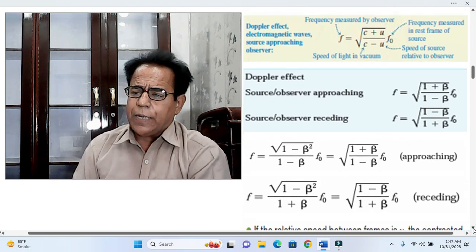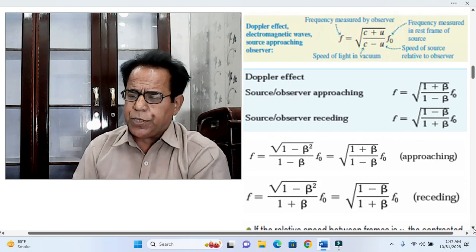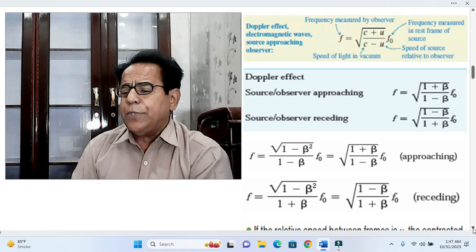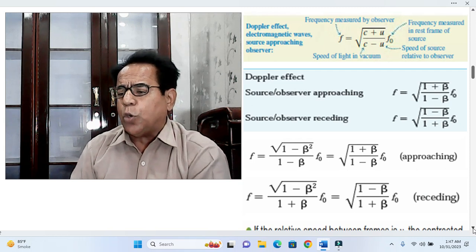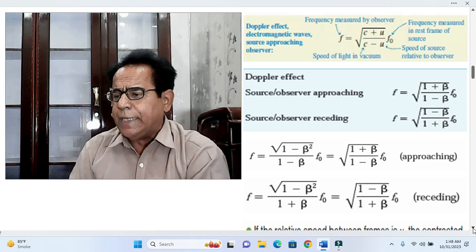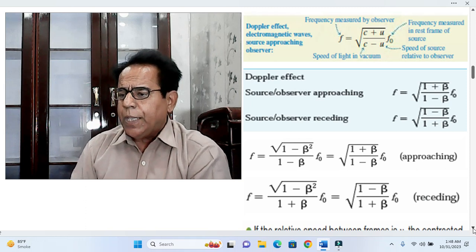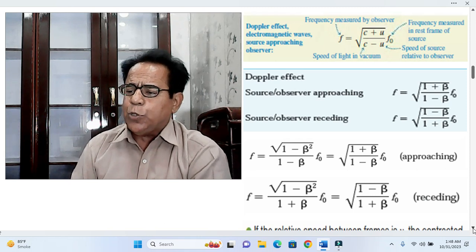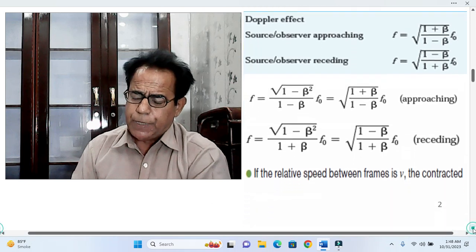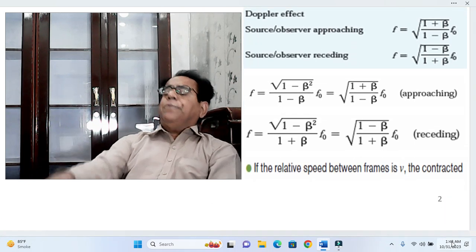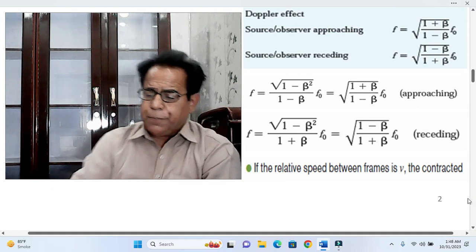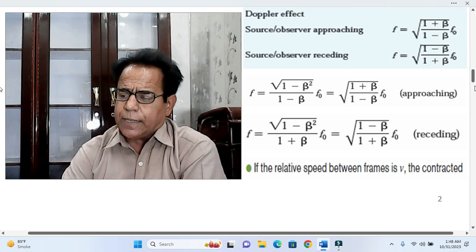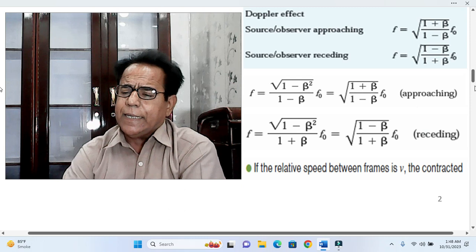Doppler effect, electromagnetic wave, the source approaching the observer. The frequency measured by the observer f is equal to c plus u over c minus u under root into f naught, where f naught is the frequency measured in the rest frame of the source. u is the speed of source relative to observer, while c is the speed of light in vacuum. Doppler effect is once again given in the next snapshot, in which it has been classified in two parts. One is the approaching case and the other is the receding case.